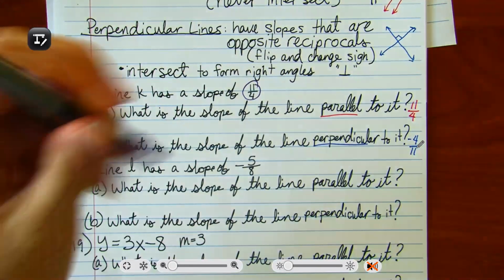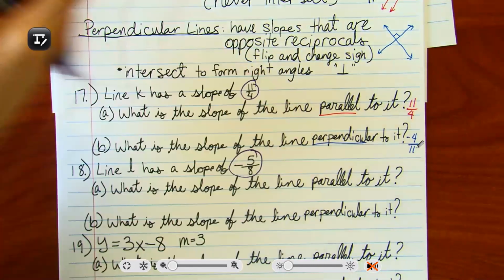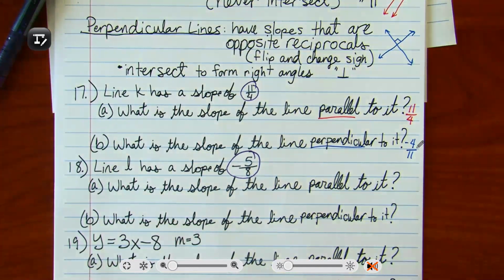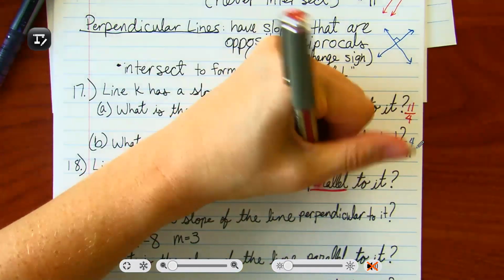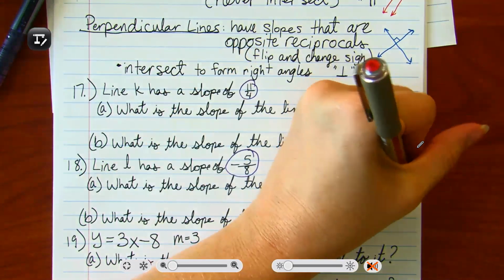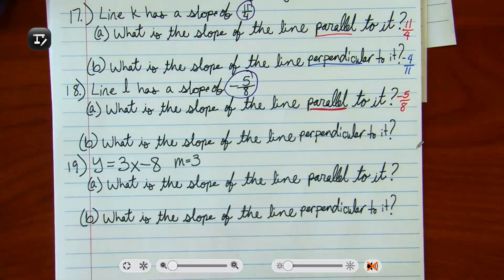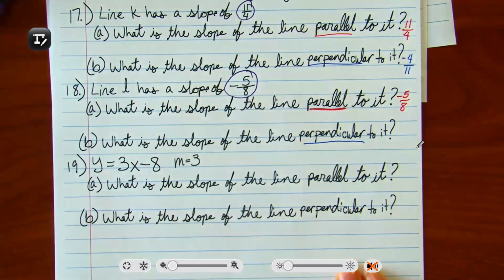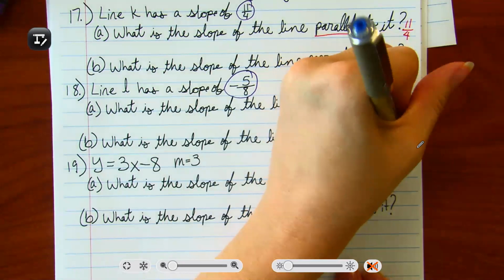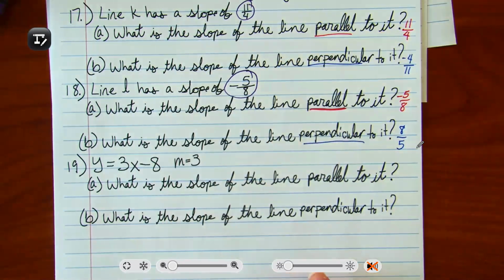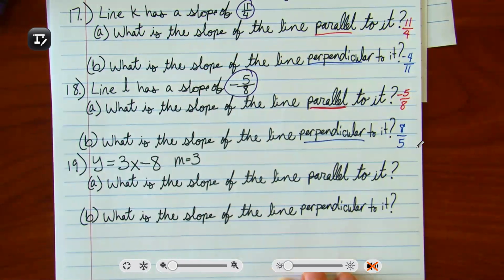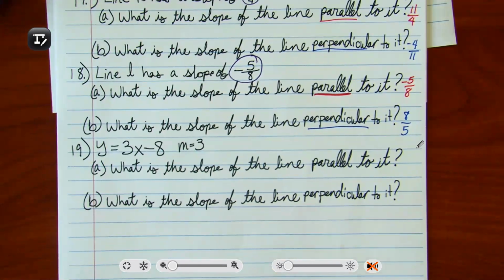If you have a line with a slope of -5/8, then any line parallel to that will have a slope of -5/8. And any line perpendicular to that would have a slope of +8/5. So the parallel is the same slope. For the perpendicular, you change the sign and you flip it.